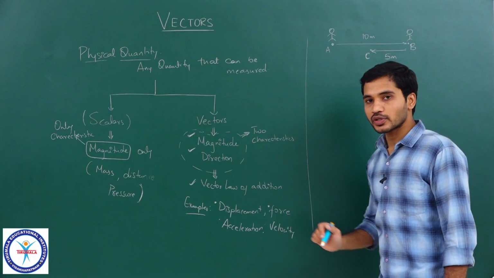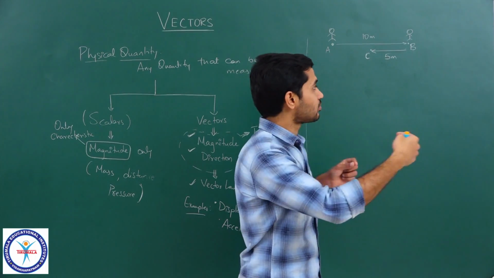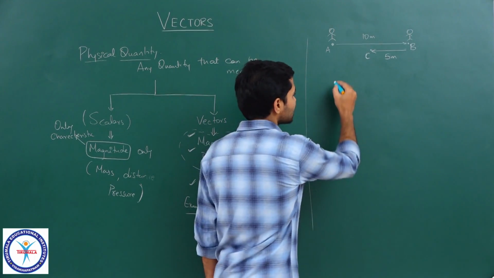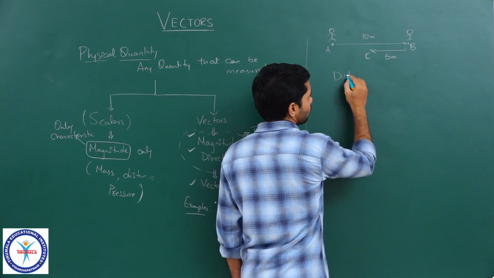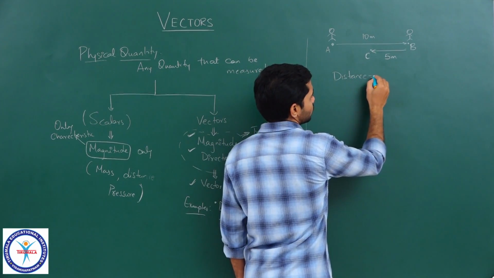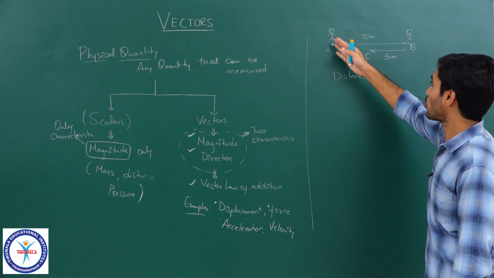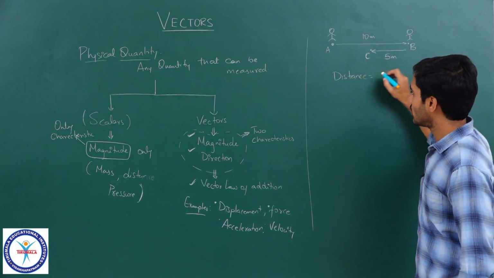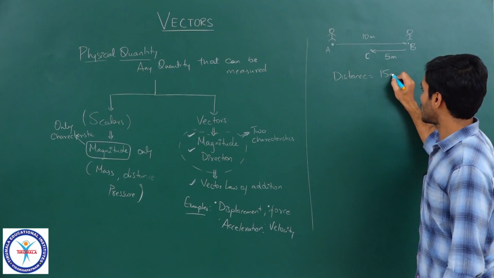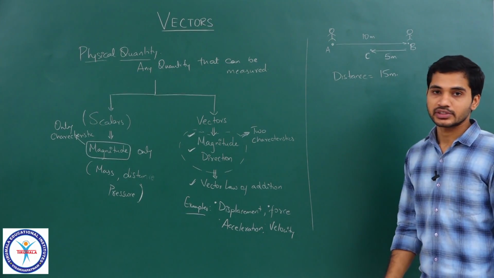Now throughout this process, as the man goes from A to B and back from B to C, if I ask you what is the distance covered by the man, you basically understand the total distance covered: he walked 10 and he walked 5. So, he traveled a total distance of 15 meters, correct.